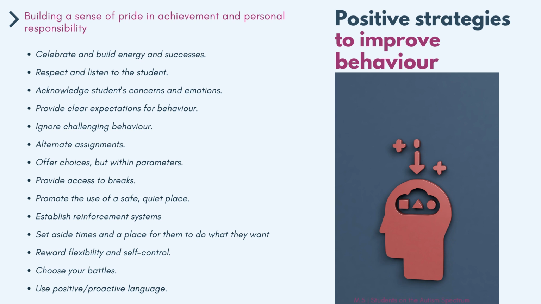Establish reinforcement systems. Use simple, predictable processes that reward your student for exhibiting the desired behavior. Set aside times and a place for him to do what he wants. It is important to provide these options with school being such a noisy and crowded space. Reward flexibility and self-control. Choose your battles. Focus on the behaviors and skills that are most essential. Make sure to include positive feedback and intersperse opportunities for success and fun.